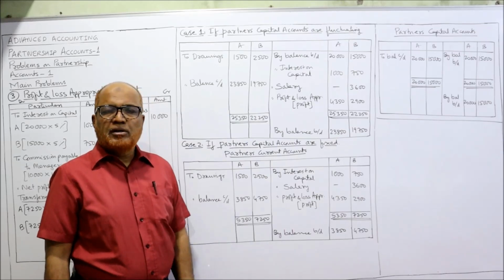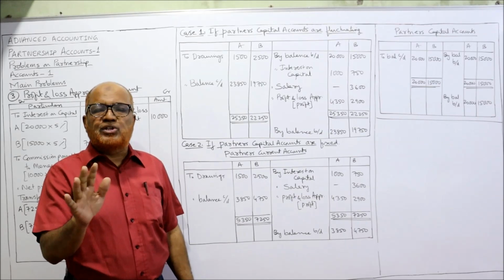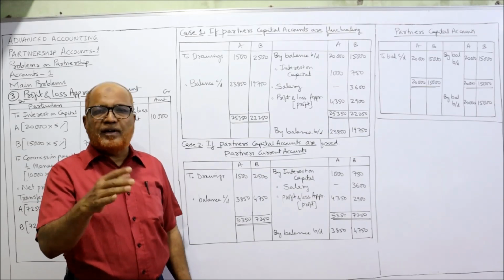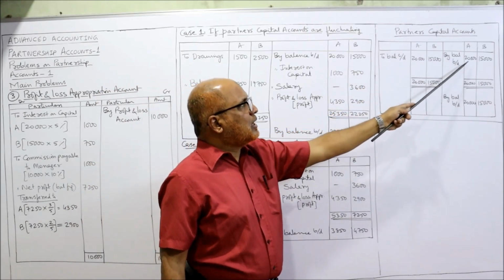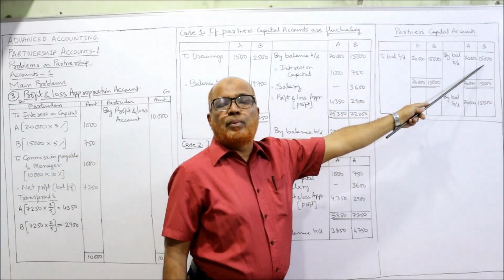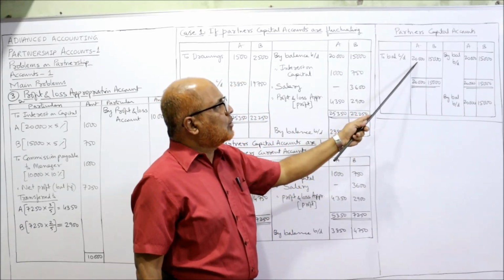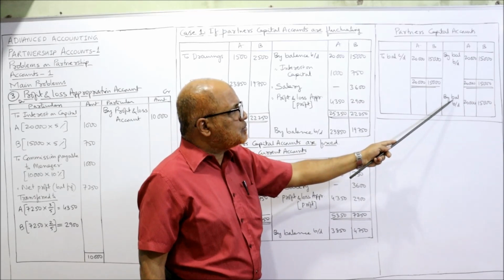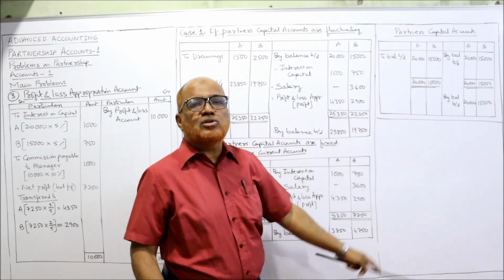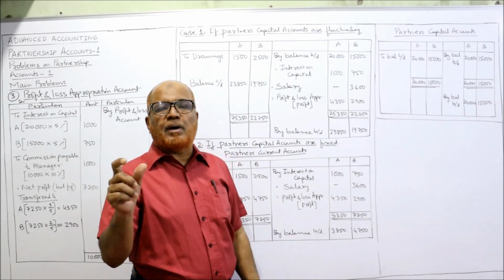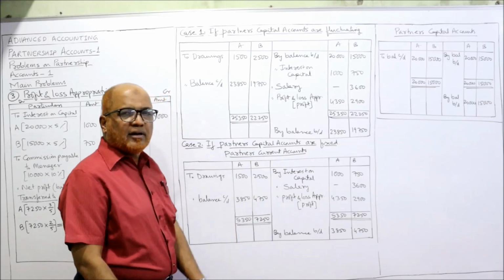That's all. Now the capital account. The capital account of partners will remain fixed. Whatever capital was there at the beginning of the year, the same capital at the end of the year. So here in the capital accounts, by balance brought down 20,000 and 15,000. This is the opening balance. Same total we have taken. To balance carried down 20,000 and 15,000. By balance brought down 20,000 and 15,000. This is the opening balance and this is the closing balance. No change at all because partners are keeping capital fixed. All the adjustment is in the current account.